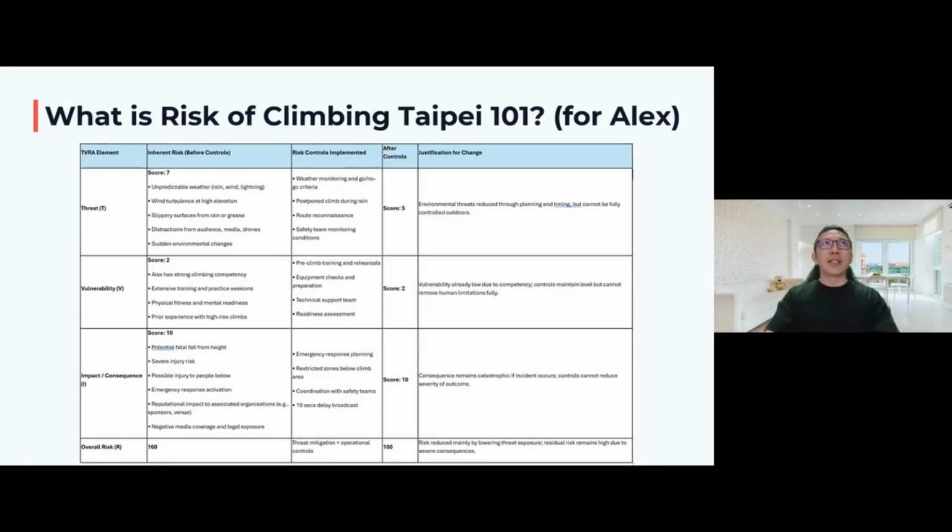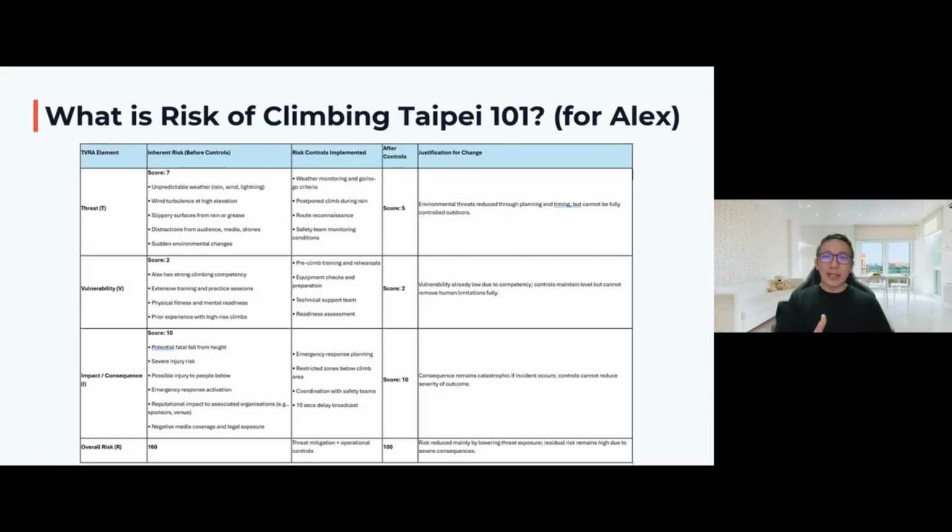Now let's look at the score of 8. What does it mean? Why did they derive 8? In fact, most groups scored quite high, 7 to 8. These are the reasons we can analyze. First, as I mentioned, external: unpredictable weather. Weather is nature, and nature is quite difficult for us to control. As you climb higher, the wind is actually stronger. If you watch the videos, you will see the strong winds make it more dangerous for him, and it's not something they can control. Wind turbulence at high elevation, slippery surfaces from rain the day before.